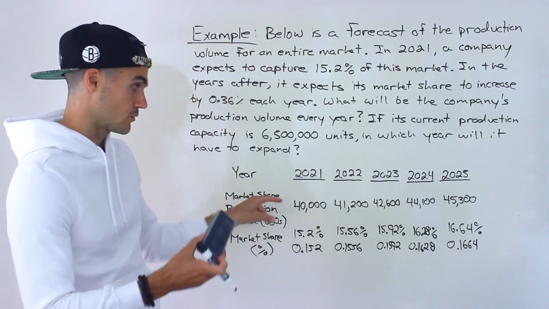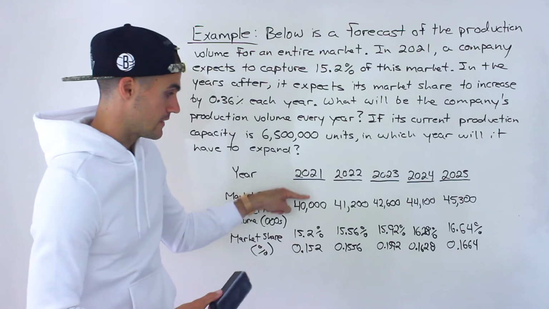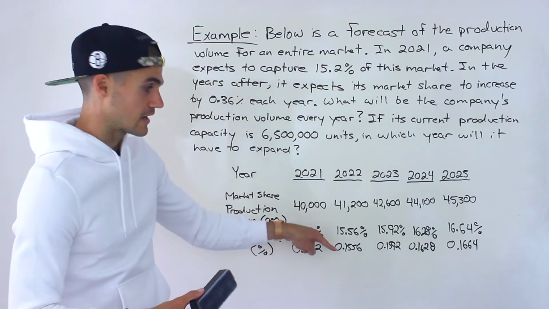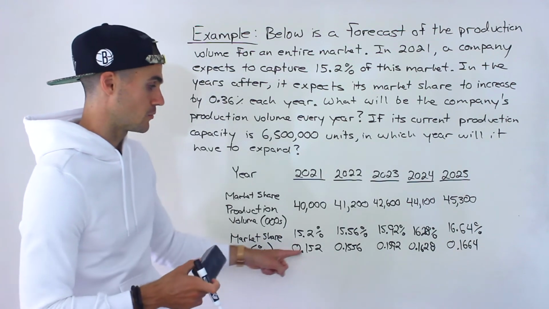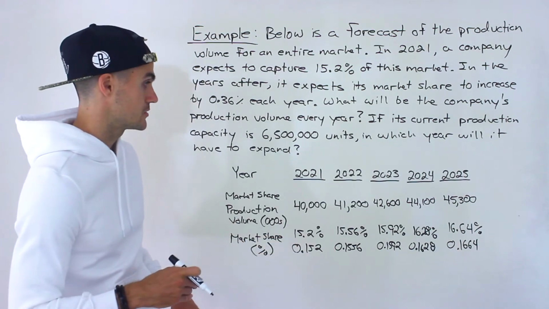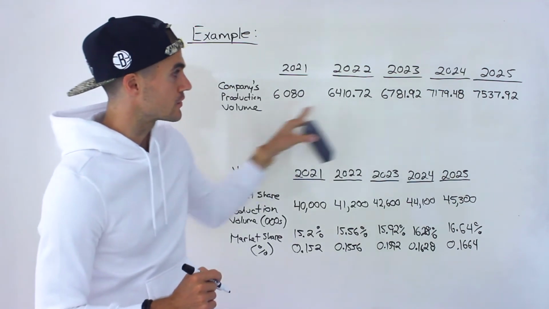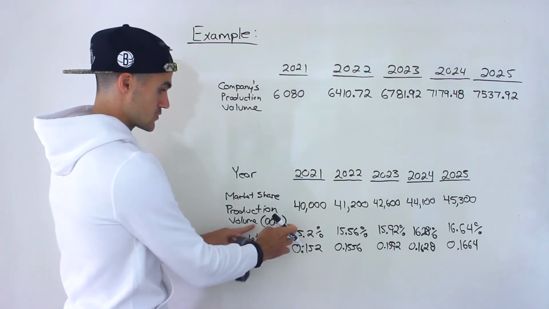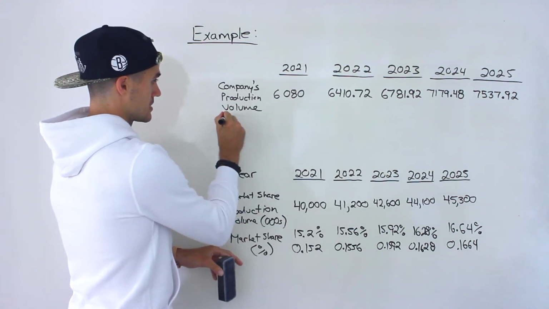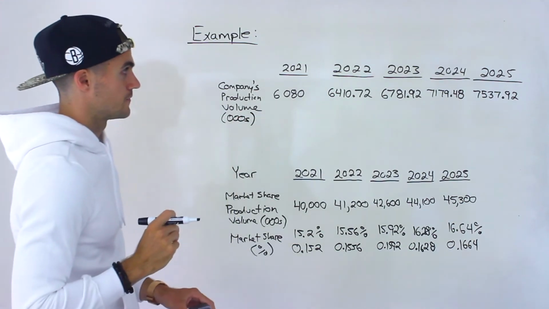And so to get the company's production volume every year, all we have to do is take the production volume for the entire market, these values here, and then just multiply by the percentage that the company is capturing every year of that market. We would multiply it by those decimals. And when you do those calculations, you'd end up with these figures over here for the company's production volume. And remember, because these were in thousands, that means these are in thousands as well.